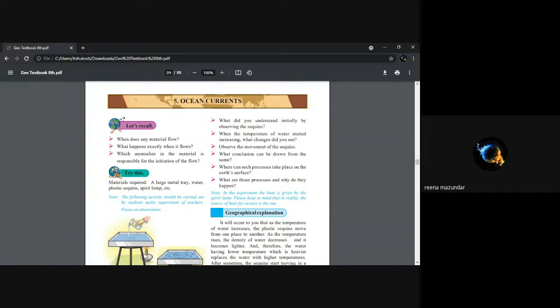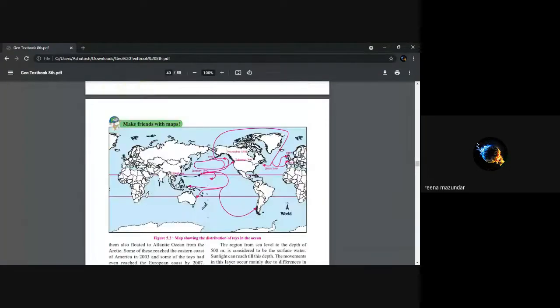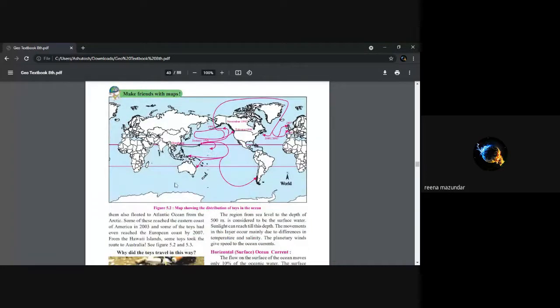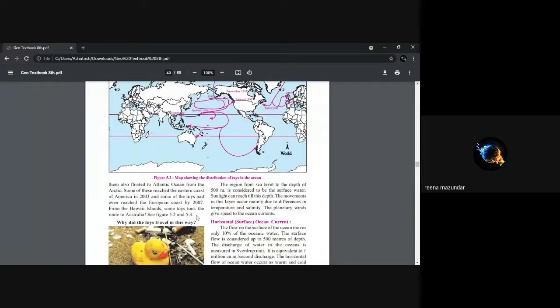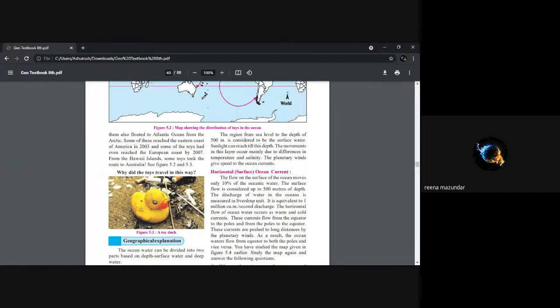So we were in chapter number 5, I think. We completed up to that toys, figure number 5.4. Let us see. I think here up to warm and cold currents. Yes, ma'am, we finished up to here. The toys were floating in the Atlantic Ocean, and some of it reached, showing figure number 5.2 and 5.3, the toys and all. So we stopped here.